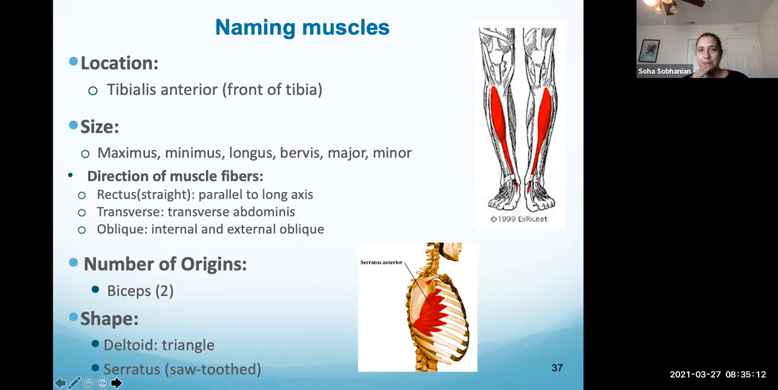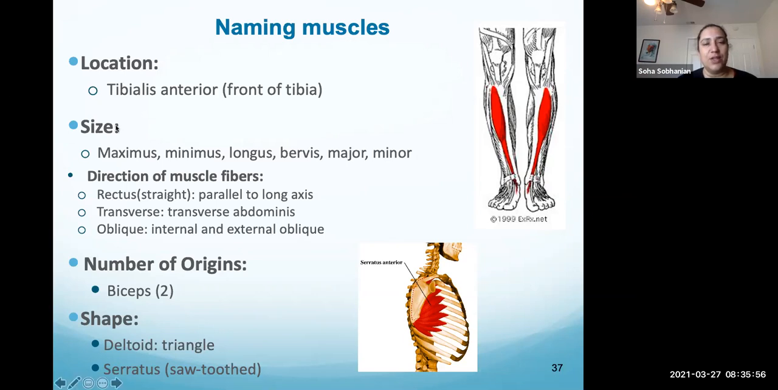One is location. So where is that muscle located in your body? For instance, we have a muscle, as you can see in the image on the top, called tibialis anterior. If you break down the words, tibialis implies the bone tibia, the thick bone on the bottom of your leg, and the word anterior means in front. So simply put, tibialis anterior is a muscle in front of the tibia. So you're using the location of the muscle to provide a name for that muscle.